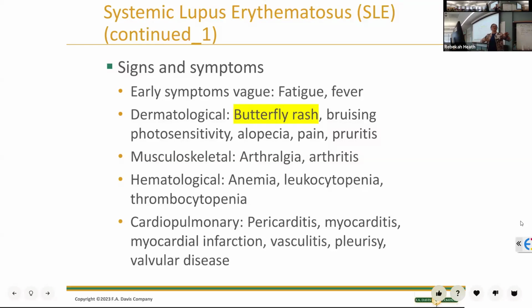They start to get where it's affecting different systems, which is why it's called systemic lupus, right? It's affecting all these systems. So musculoskeletal, they're having arthritis or arthralgias, and it affects their hematological system. They might have anemia, thrombocytopenia, cardiopulmonary. They might even develop other cardiac issues because it's affecting all of these different systems.